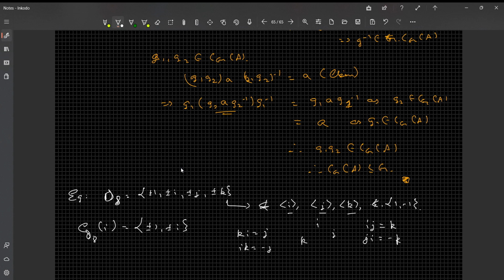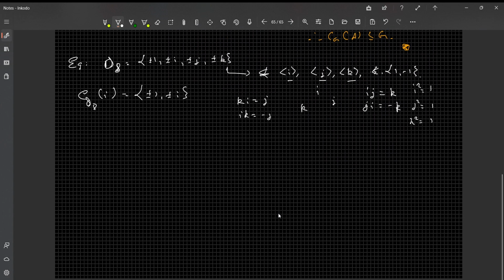Now i will obviously commute with itself because i squared is 1. The other properties of i, j and k are that their squares are all 1, so they are all of order 2. So i squared is 1, j squared is 1 and k squared is 1 as well. So i commutes with itself, and plus 1 and minus 1 also commute with i, which is very trivial to notice. Clear?